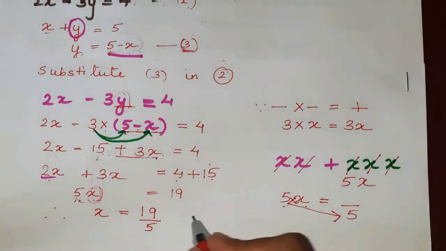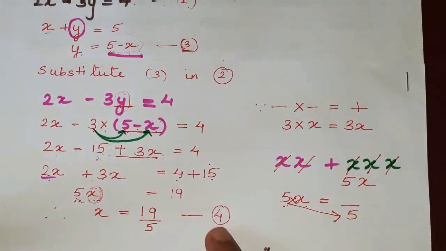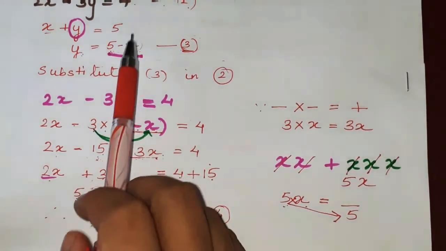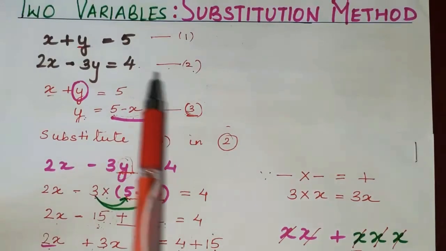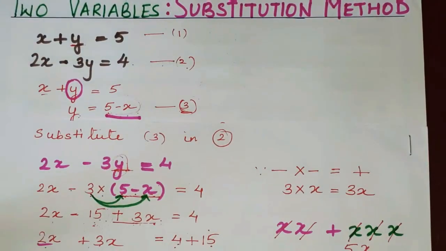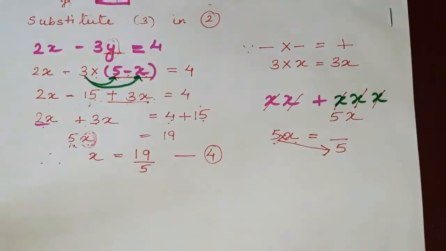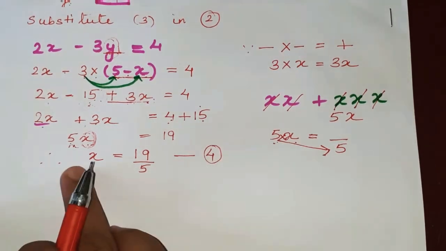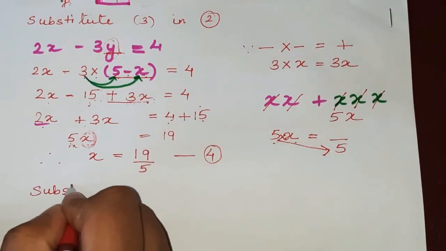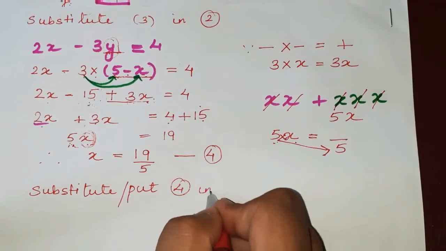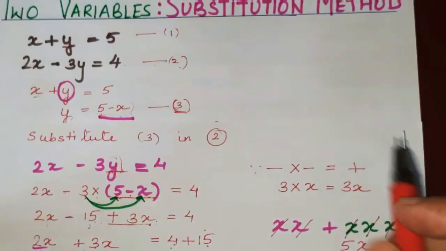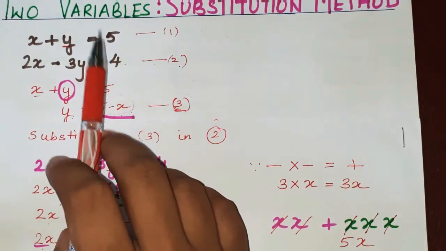Similarly, I'm going to mark this as my fourth equation, and I'm going to use this value of x in my first equation now, because here we used the second equation. Now we will use the first equation. So let me write this first equation down. Before that, let's create a statement as follows: substitute this value of x, or put 4, in our first equation. So this I am writing down.